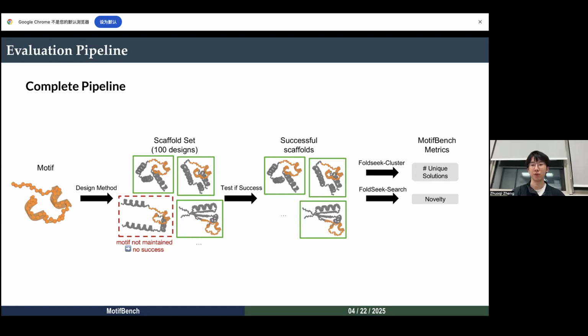So here we're going to use Foldseek to search the successful scaffolds against the PDB database, and then we're going to find the closest protein with the similarity between the design scaffold and calculate the TM score between them. And the final novelty value is 1 minus this PDB TM score, where a higher novelty value indicates that the scaffold is more novel. And finally, we have this success rate, which was simply defined by the number of successes among each of the scaffold set, where here in MotifBench, we have 100 designs.